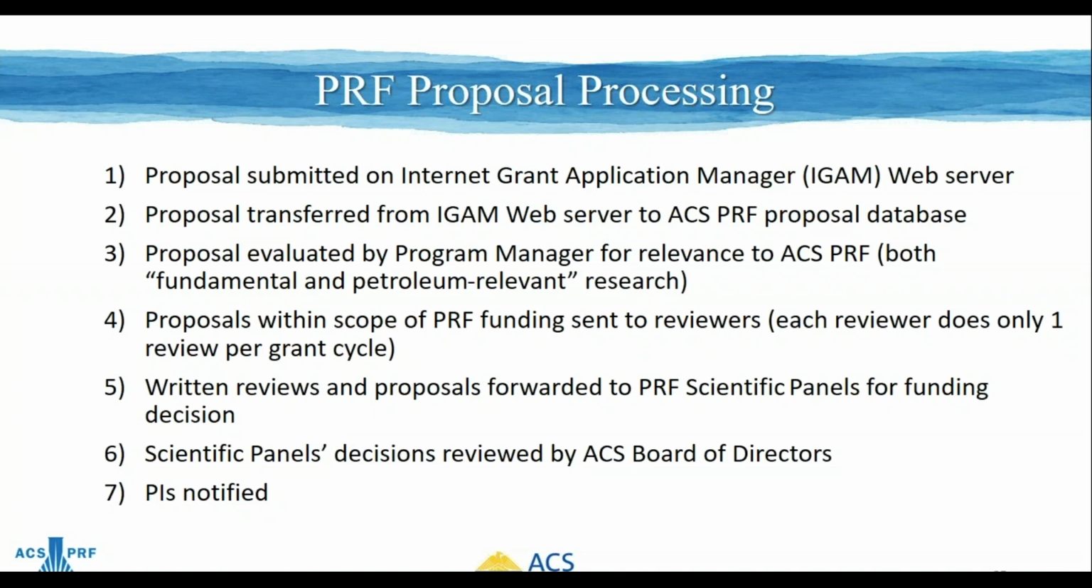But nonetheless, step 3, they're evaluated. The proposals are then, as they come in, evaluated by the program manager. Now, we're not looking for the scientific quality. What we're looking for is, do you have everything there that you need?